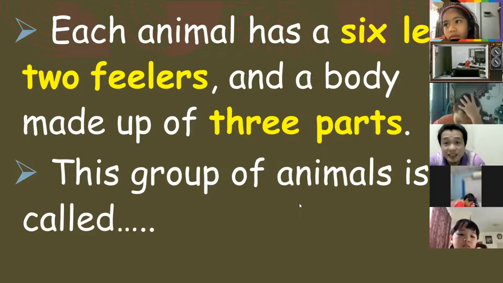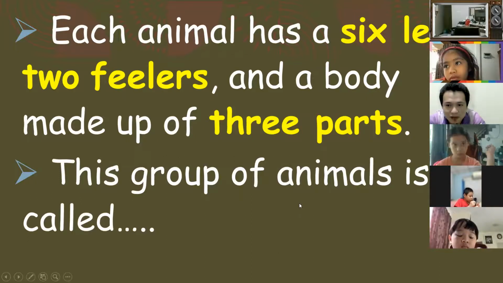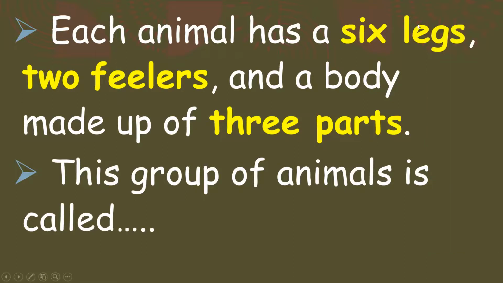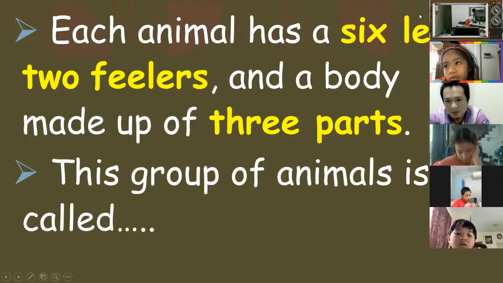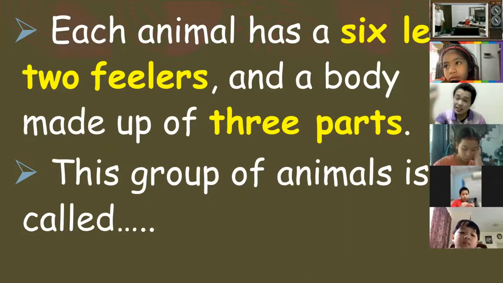This animal, yes. All right, some of you are raising your hands, but do you cancel that? All right, another thing. Each animal has six legs. Remember? Six legs, two feelers, and a body made up of three parts. What do you think is this animal? Raise your hand. Have you seen an animal that has six legs and two feelers and three body parts?